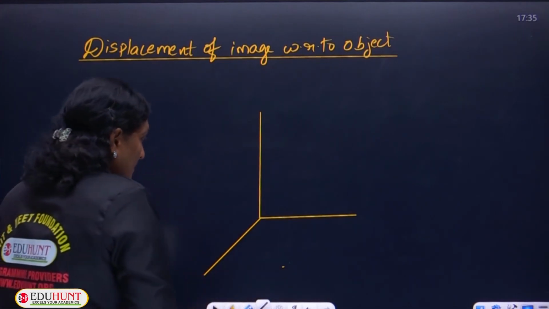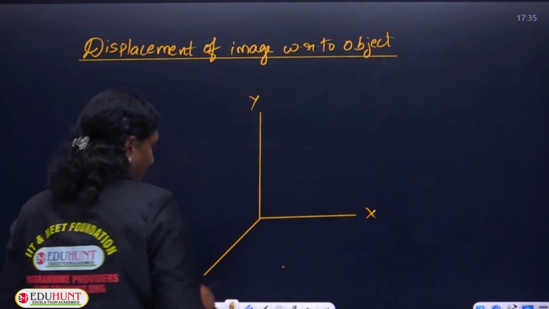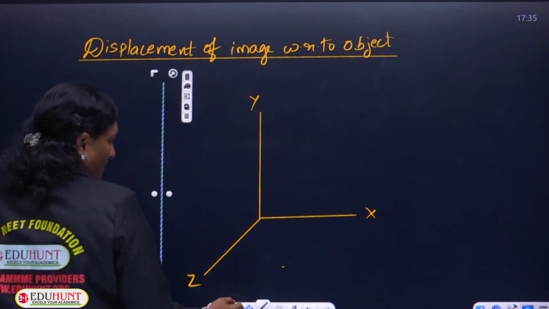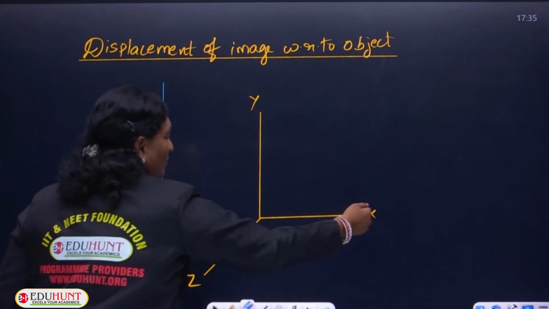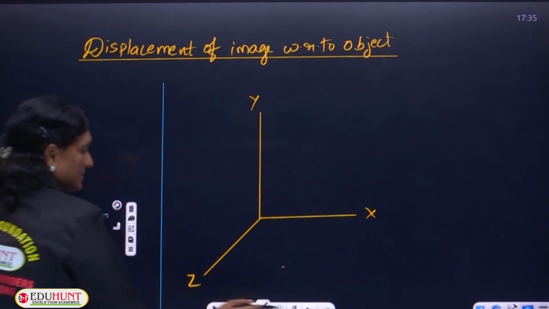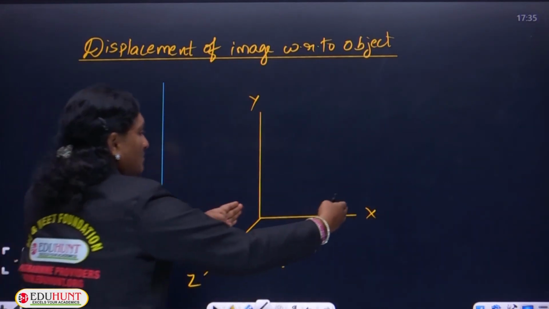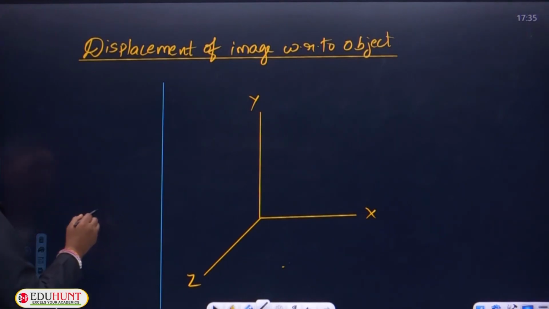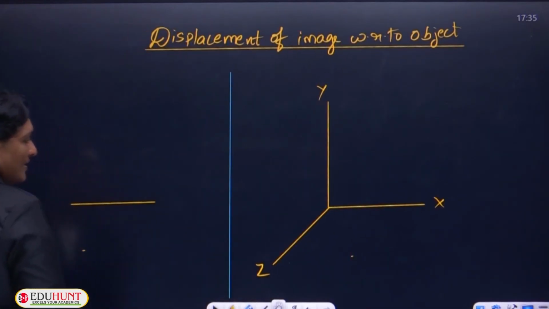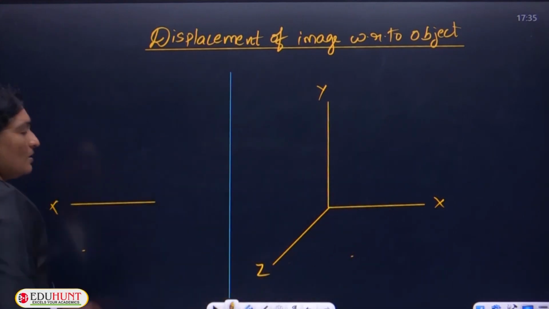Suppose that this happens to be your x-axis, y-axis and z-axis and here is your mirror. Whenever a person moves along the x-axis, then the image also moves along the x-axis. So, whenever a person moves along the x-axis, front or back, we observe that the image also moves along the x-axis, front or back. As and when this person comes forward, the image also comes forward.